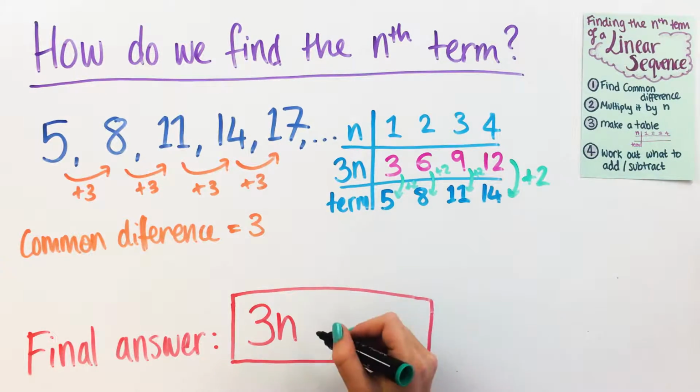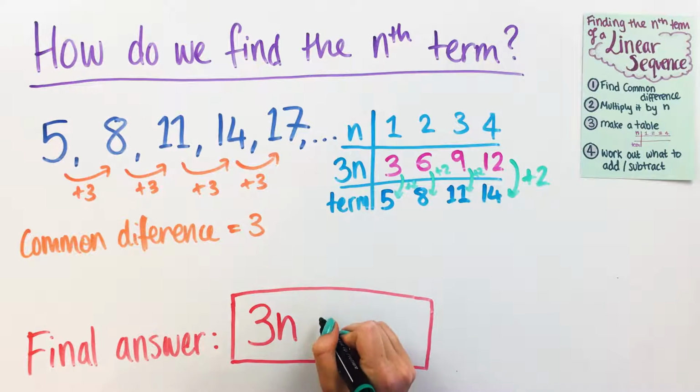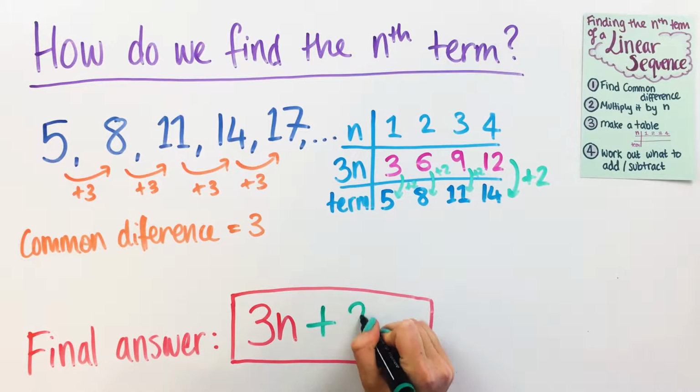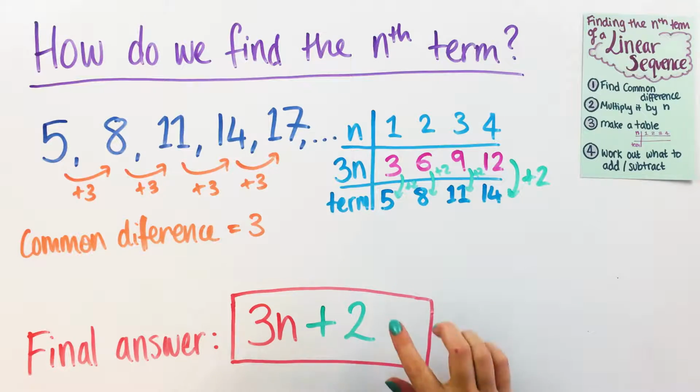We then copy this over here in our final answer box. So we put plus 2 here. And there we go, that's our final answer. So the nth term of this sequence is 3n plus 2.